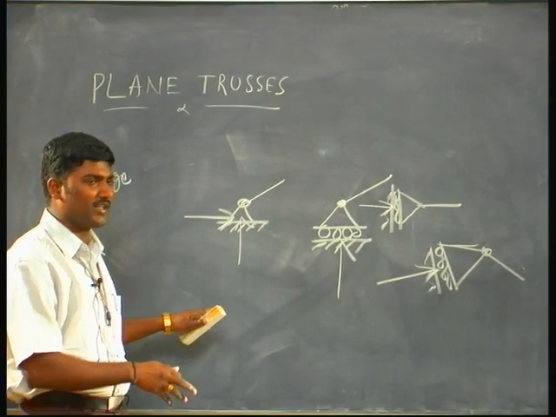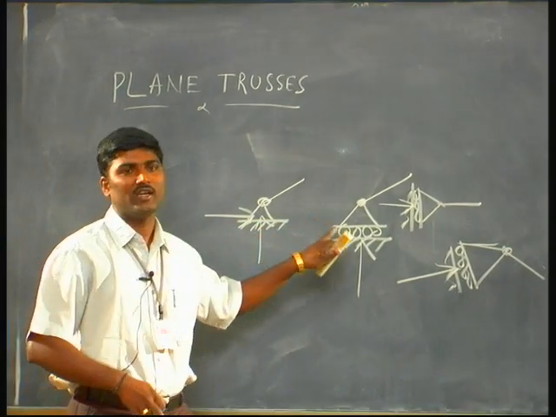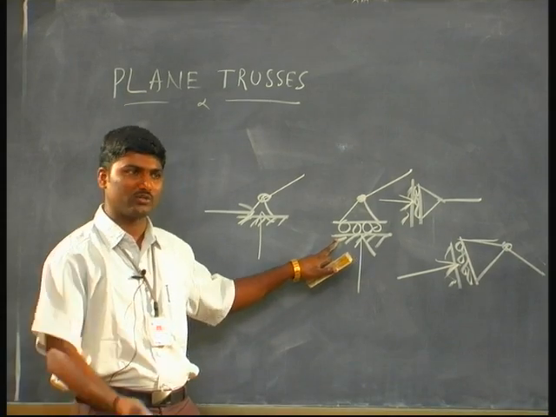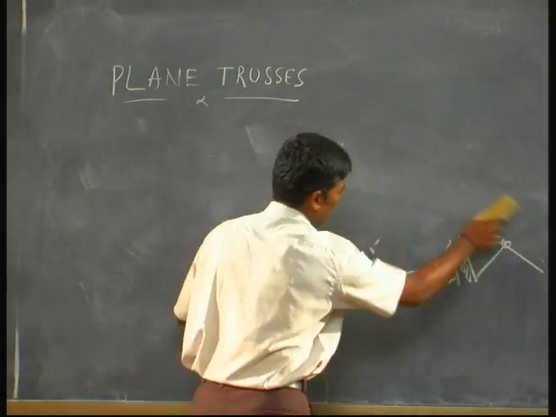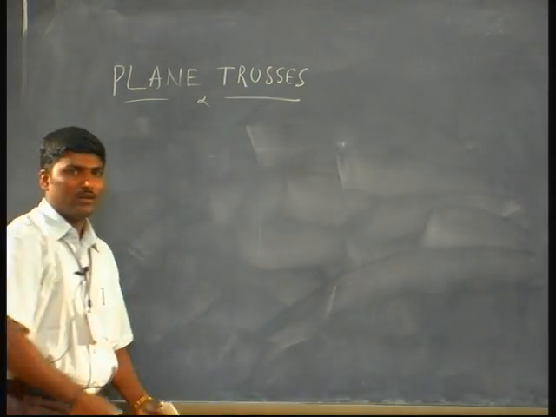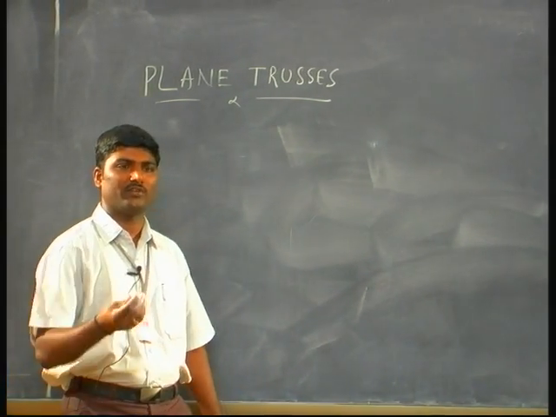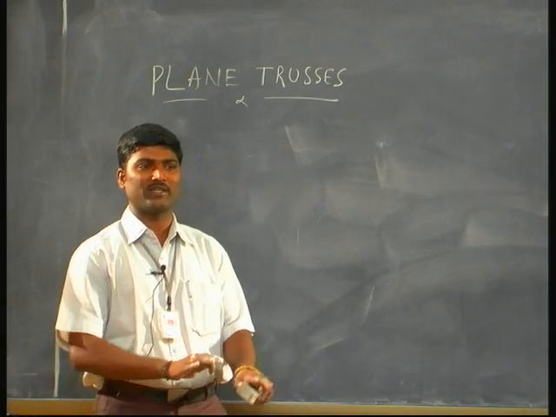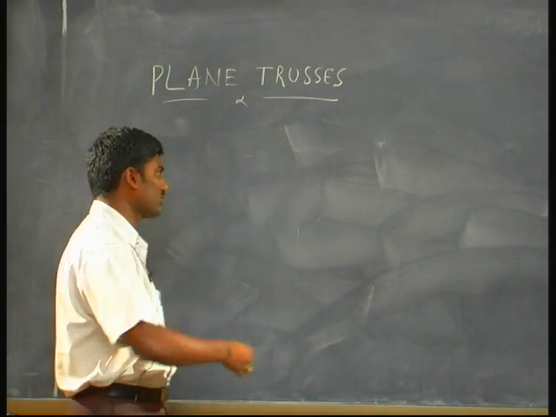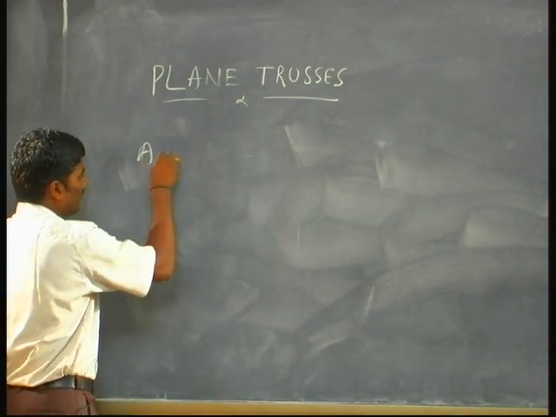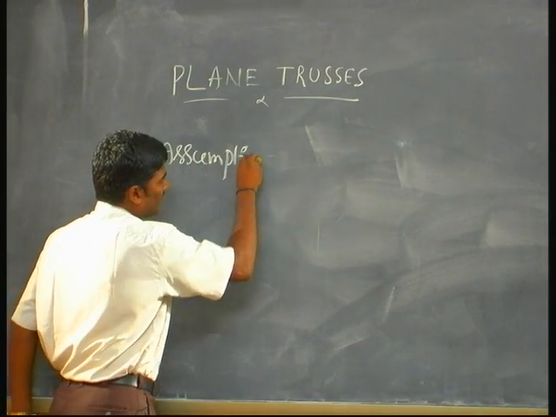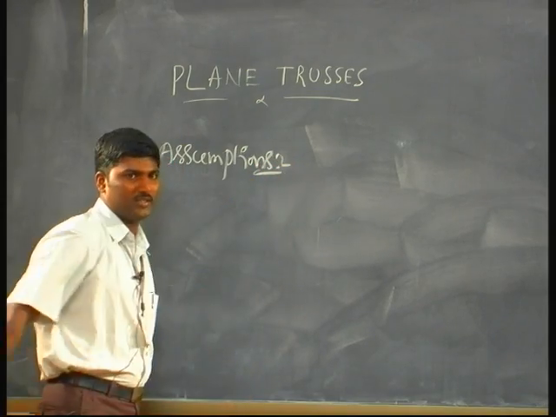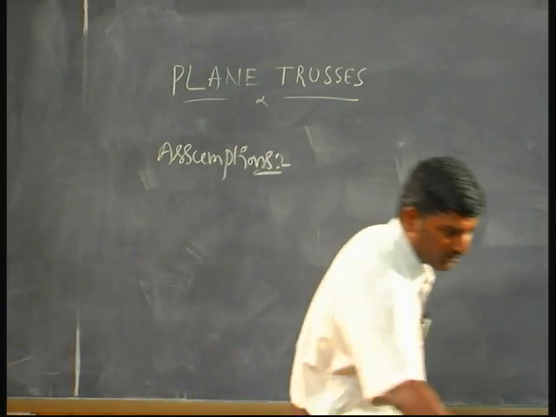Why do we provide one roller and one hinge? Why not two hinges? Why not two rollers? We will see in the course of discussion. As I said, every theory, if it comes to a formula, needs some assumptions. Those are the assumptions we make to solve the trusses and to make the problem simple to solve. So these are the assumptions we have.